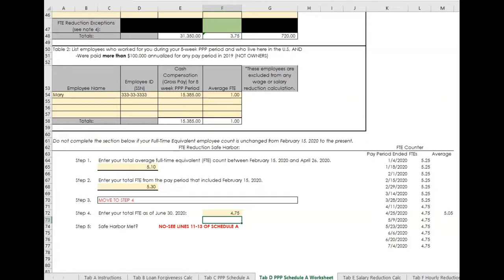If your company had fewer full-time equivalents after February 15th than before, the safe harbor does not apply, and you will need to calculate your full-time equivalency reduction over on tab C, lines 11 through 13. We'll get to that in just a minute.